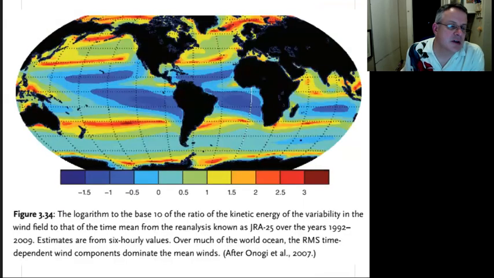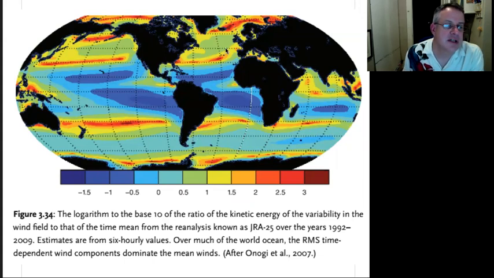But the winds, too, are extremely variable. Here's the logarithm of the ratio of the kinetic energy of the variability of the wind field to that of the time mean. So this color right here, this breakpoint between green and green, means that the variability is 10 times more energetic than the mean. And look, that's a pretty common color. Or these red colors are even more common.